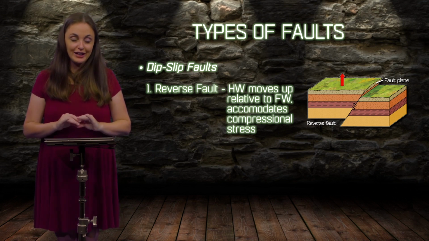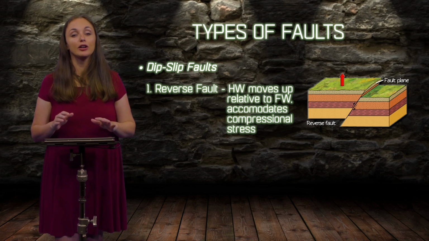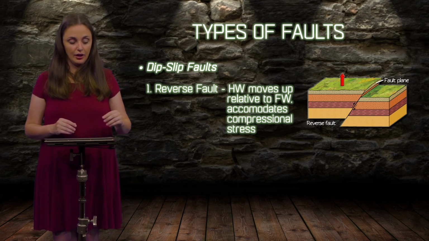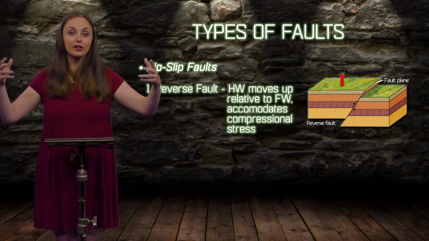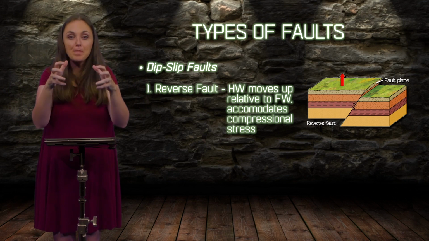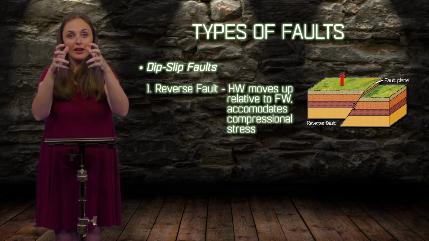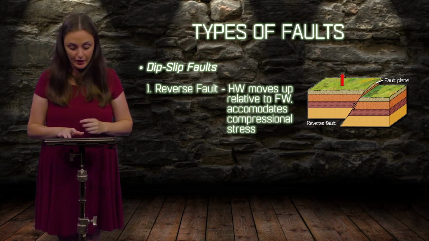These types of faults, anything that falls in the broad category of a reverse fault, is going to accommodate compressional stress. So if you have some stress, like the stress that accompanies mountain building, and it's pushing in on either side, then that's going to take the hanging wall block and push it up relative to the footwall block.